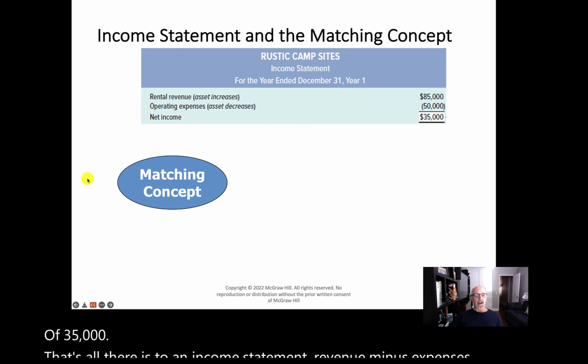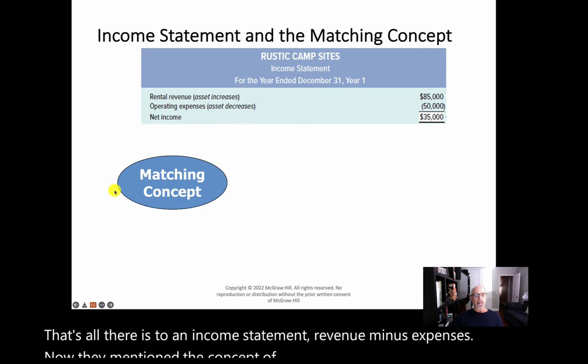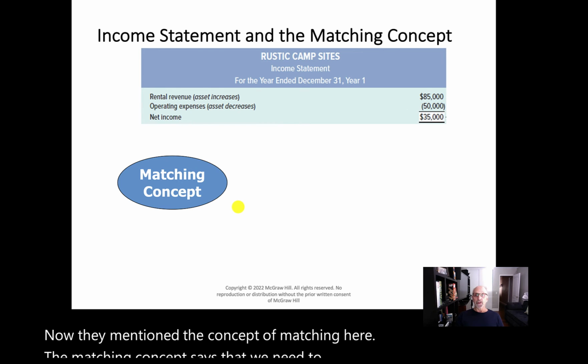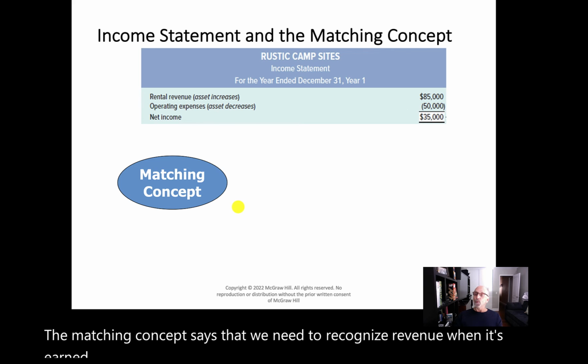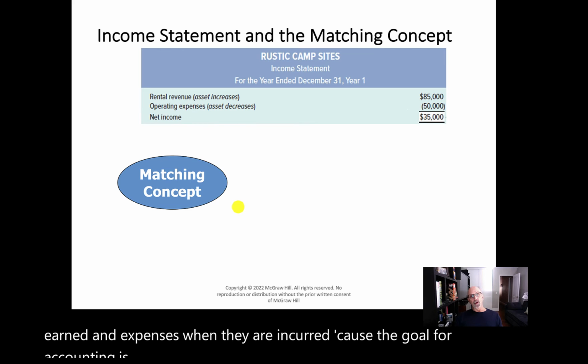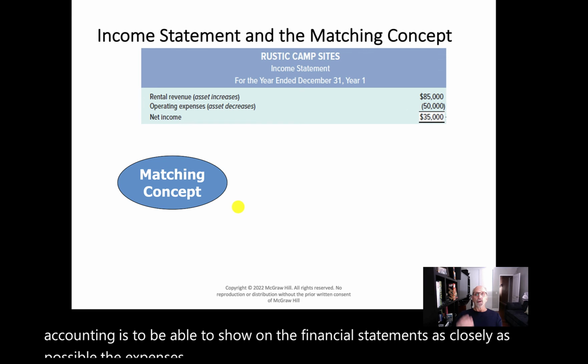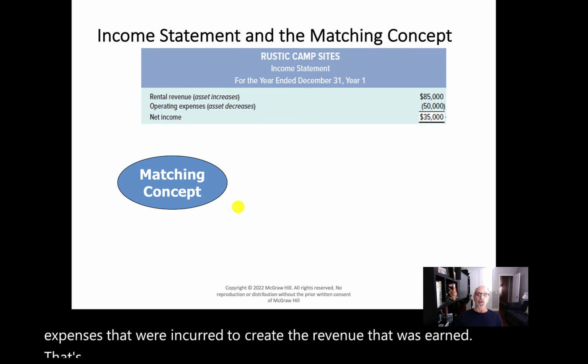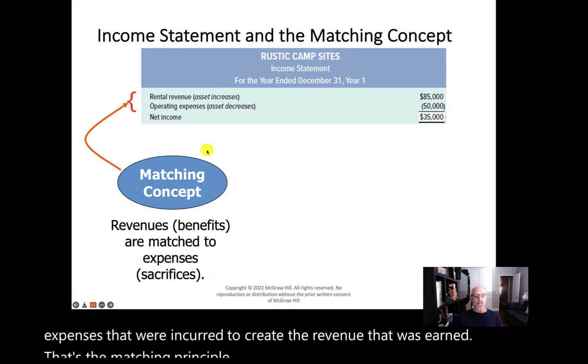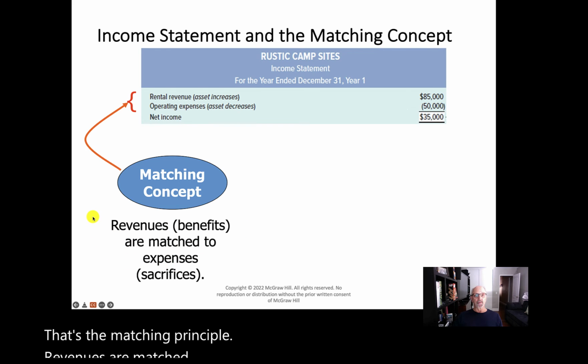Now, they mention the concept of matching here. The matching concept says that we need to recognize revenue when it's earned and expenses when they're incurred, because the goal for accounting is to be able to show on the financial statements as closely as possible the expenses that were incurred to create the revenue that was earned. That's the matching principle. Revenues are matched to expenses.